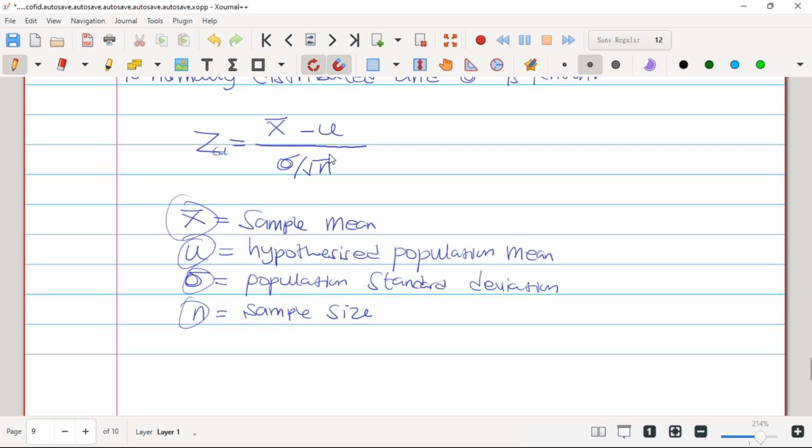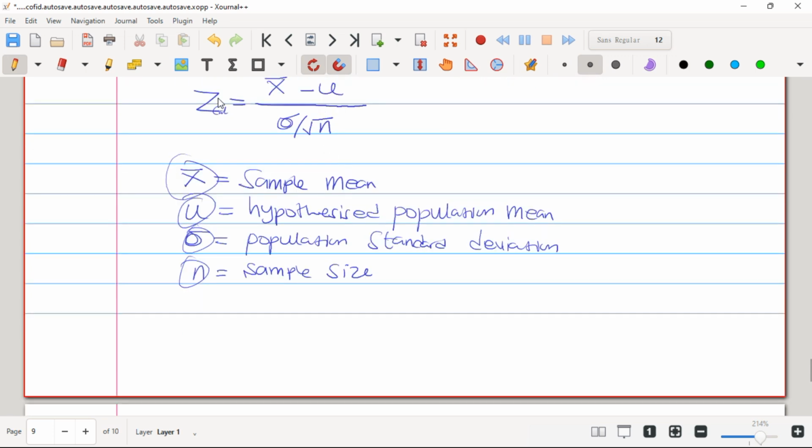Once you have been able to calculate our Z calculated and also calculate our Z subscript alpha or Z subscript alpha divided by 2, we are going to compare our Z critical, that's the critical value that we will get for this one, and the Z calculated to make our conclusion. So this is how the conclusion is being drawn.